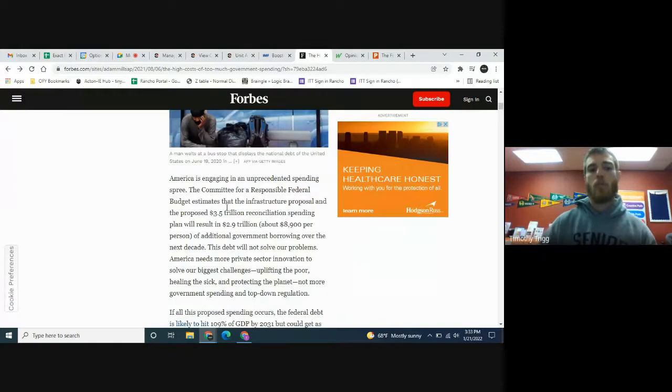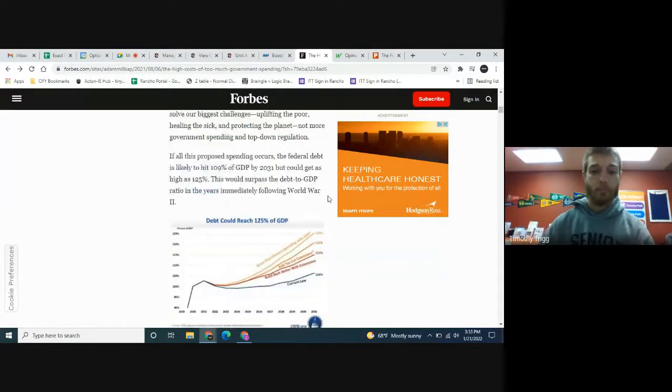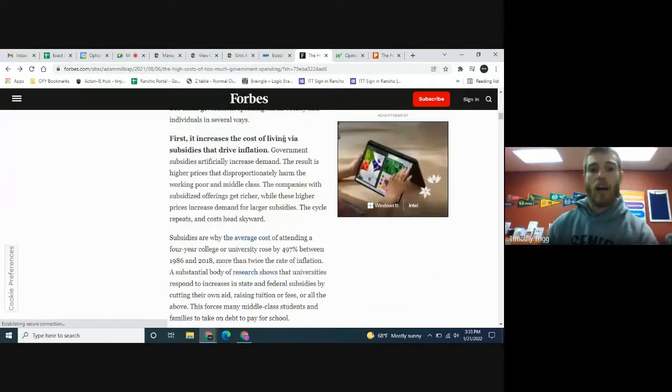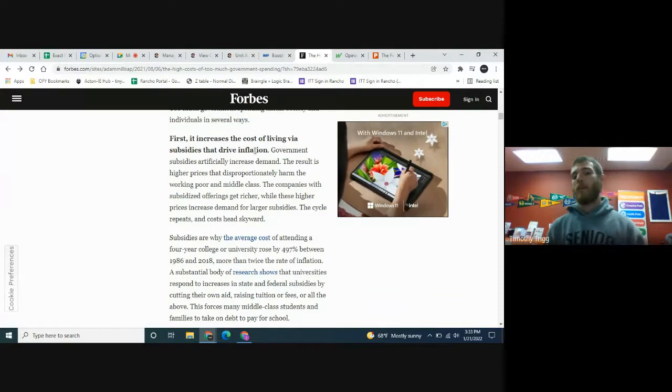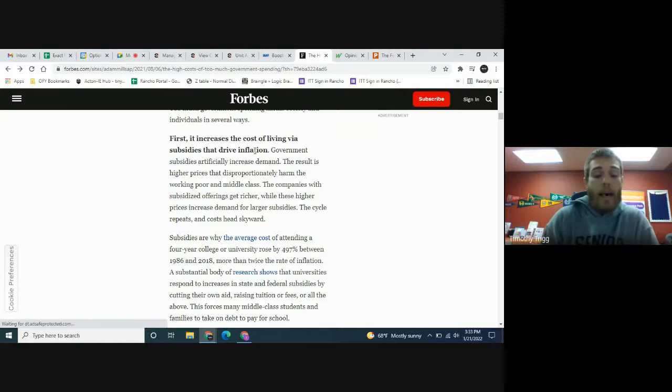Okay. And so you can read through this, and it talks about some of the reasons why he thinks of government spending as a bad thing. So here's his opinion piece, right? So what are some of the main points? It says, first, it increases the cost of living via subsidies and drives inflation, which makes sense. If the government spends a lot of money, it's going to increase inflation, right? Which is going to increase basically the price of goods and services throughout the entire economy, potentially. And we've seen that throughout the whole last couple of years, right? With all the government spending, we've seen a lot of inflation go up.